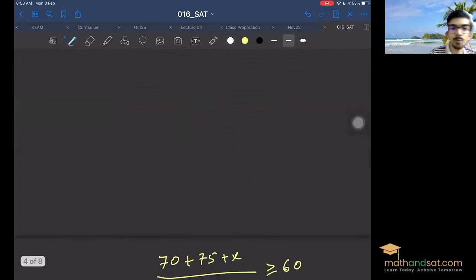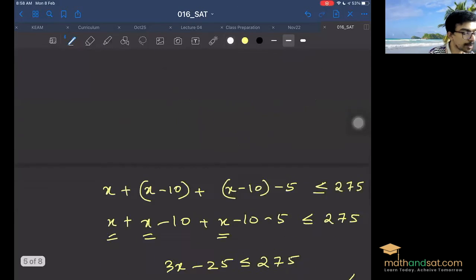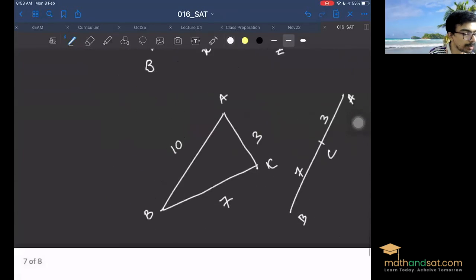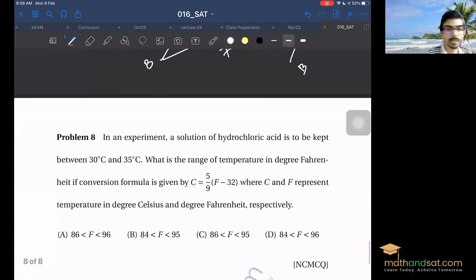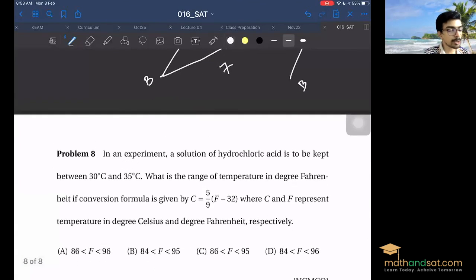Okay. Let's quickly do one more question before we wind up. Stay with me. In an experiment, a solution of hydrochloric acid is to be kept between 30 degrees and 35 degrees. So again, this describes a typical SAT question. There is a real life situation given.